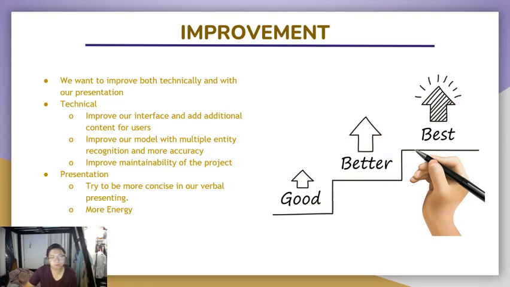Now to talk about our improvement from last sprint to this sprint. We want to improve both technically and with our presentation skills. From a technical standpoint, we wanted to improve our interface and add additional content for users. We also wanted to improve our model with multiple entity recognition and more accuracy, and we wanted to improve the maintainability of the project with a few architecture changes.